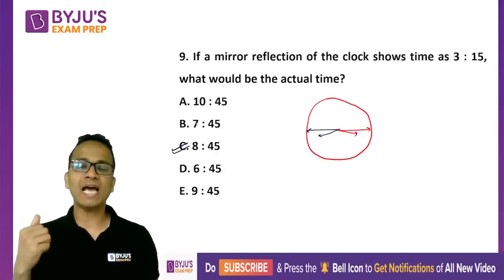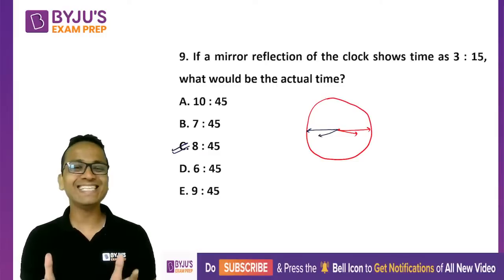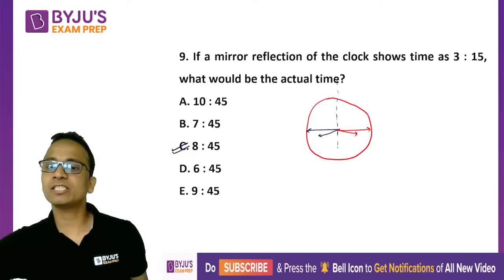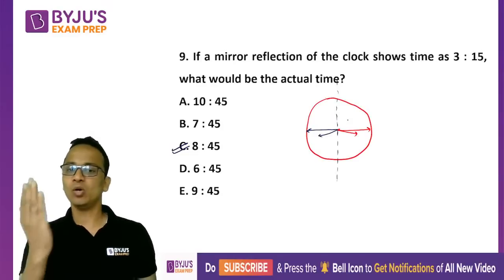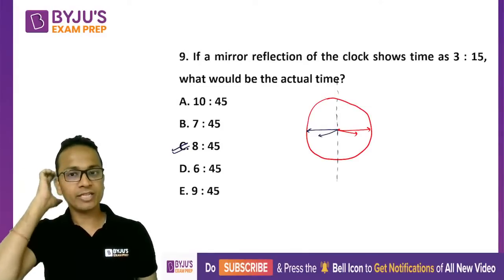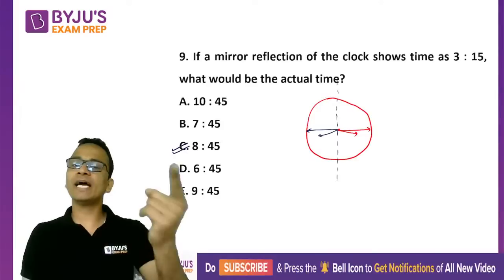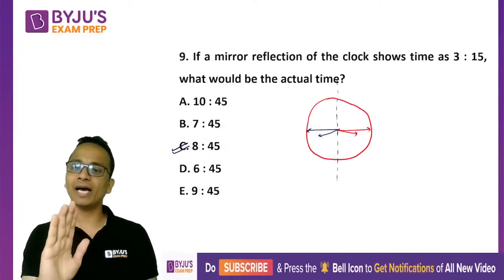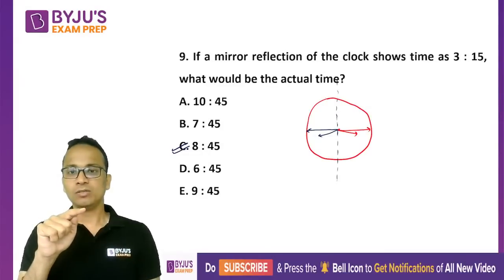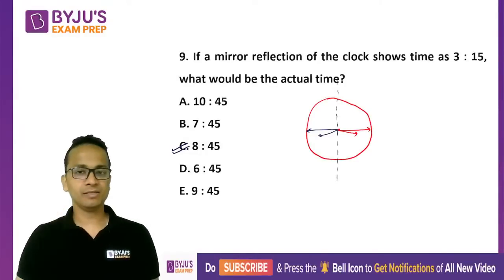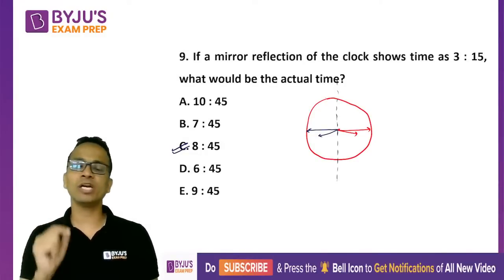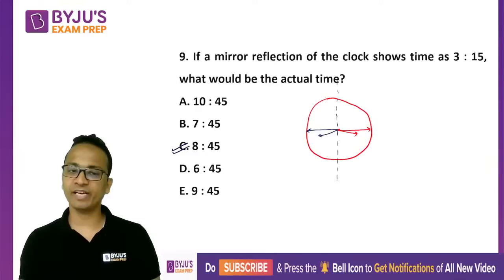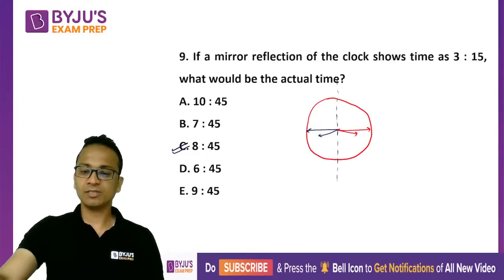Yes, you cannot mark an incorrect answer for this. No guys, E is not the answer. Mirror image, that means you will have to reflect it along the vertical line. Reflect it vertically and then you will get the answer. Okay, don't take it in the opposite direction. Fine, you will have to reflect it along the vertical line. So the minute hand was at 3, it will come at 9. The hour hand was between 3 and 4, it will come between 8 and 9. So the correct answer will be 8:45, not 9:45 or anything else. Right? Okay.